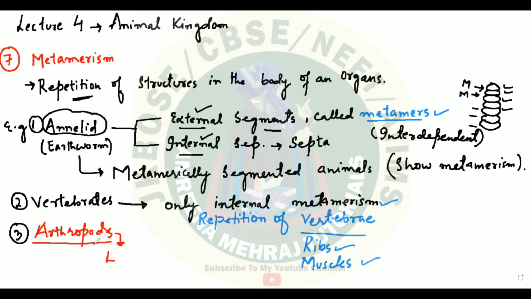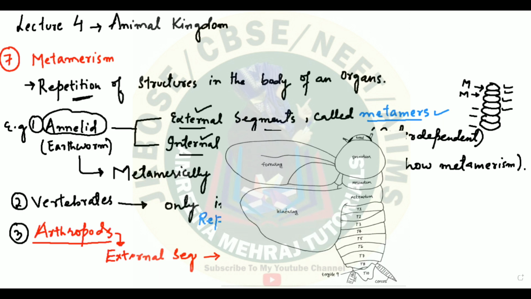They show external segmentation. Their body shows external segmentation. Ahead we will take into consideration different examples whereby I'll show you that their body has external segments, what we call prothoracic, mesothoracic, metathoracic, and even their abdomen is divided into segments. We'll see 10 abdominal segments present in the arthropods.